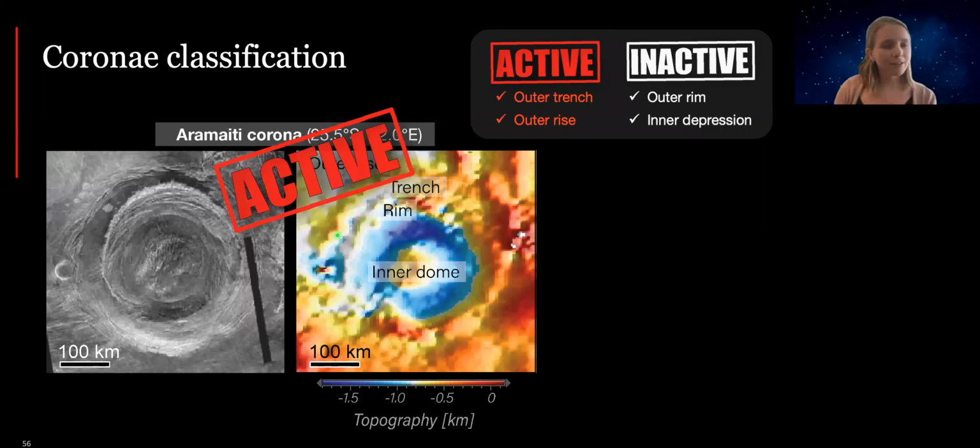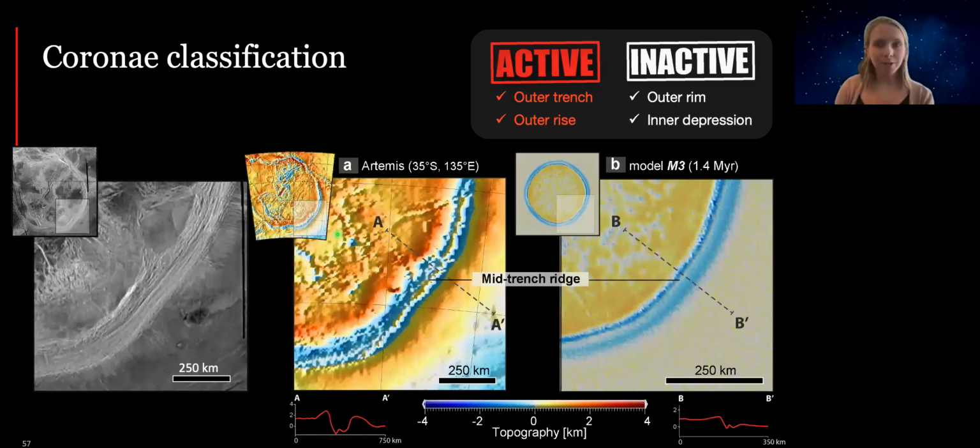Then another corona that I would just briefly like to show is the Artemis corona. This is a very interesting feature on its own. This is the largest corona on the planet. The diameter of this structure is over 2,000 kilometers wide, which is likely larger than the whole of Europe. There are many structures seen, but on the southeastern side, that's the part I want to focus on. You have this clear trench surrounding an interior high, and also there is this outer rise behind it.